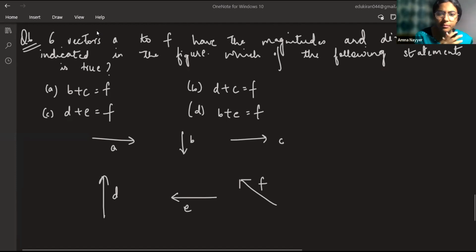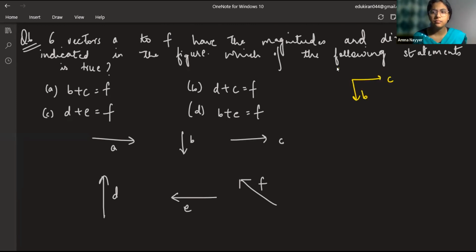Yes, so Iram and Khalil, they both have answered correctly. In such questions, just go by the options. Options are mentioned to you, so see which options are right. Like B plus C is F. Make the figure. B plus C is F cannot happen, because we have seen this is not satisfying the parallelogram law.